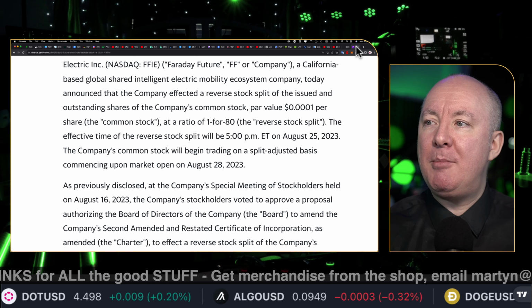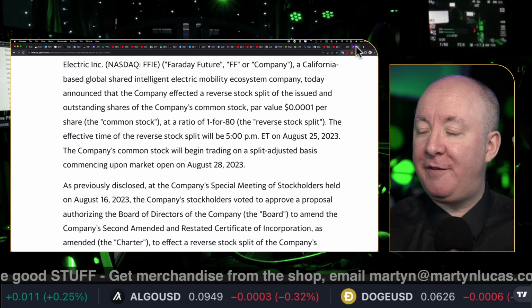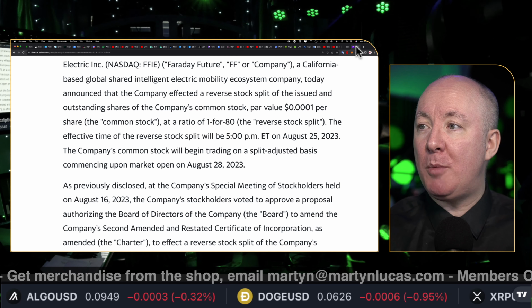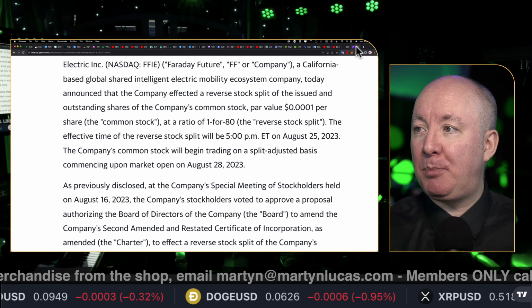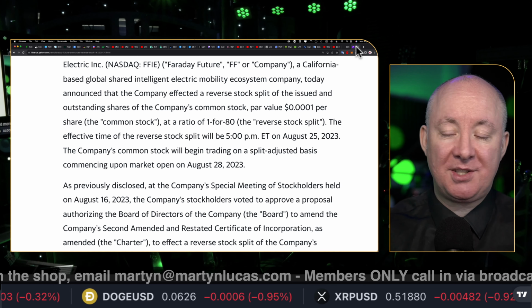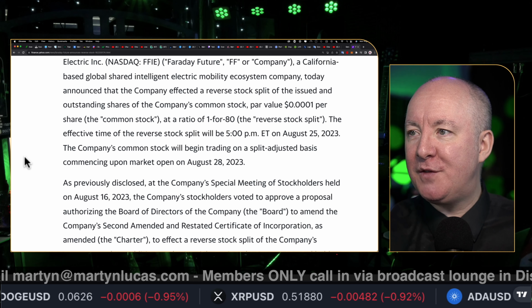The effective time of the reverse stock split will be 5 p.m. Eastern time on August the 25th. Today is obviously the 28th. It's already gone through. The company's common stock will begin trading on a split adjusted basis, commencing at the opening of the market on the 28th, which is today, just happened a few moments ago, when I'm making this video.